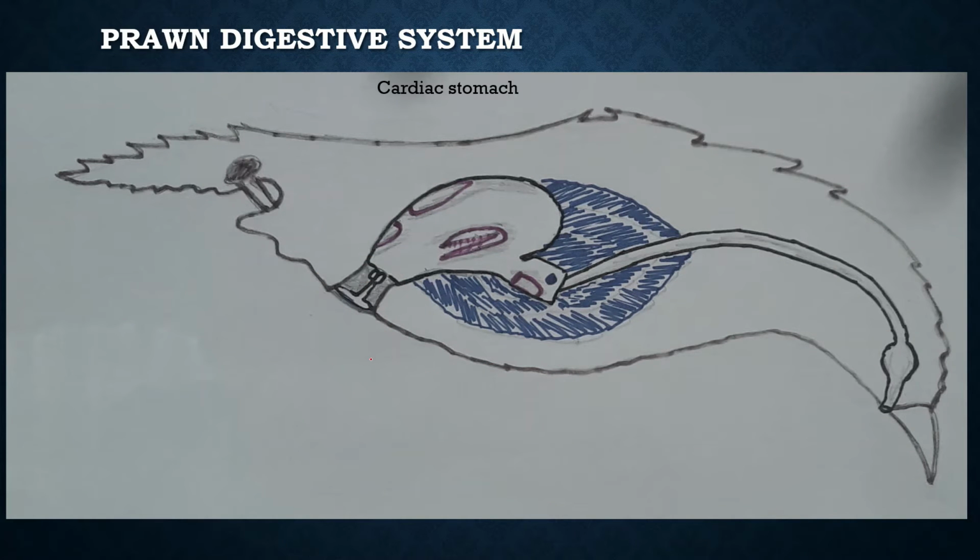The stomach is divided into two parts. The larger part is called the cardiac stomach, and the second, smaller part is called the pyloric stomach. The stomach occupies most of the cephalothoracic cavity. Associated with this stomach, there is a particular gland called the hepatopancreas, which we will discuss in the next point.